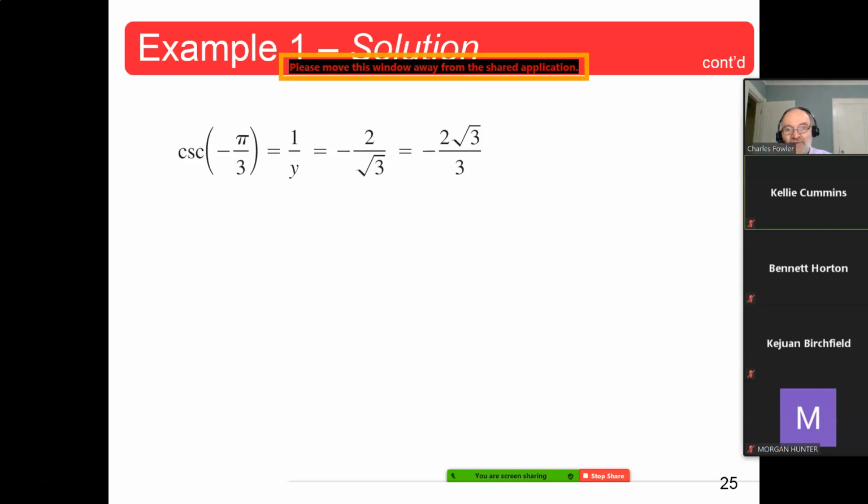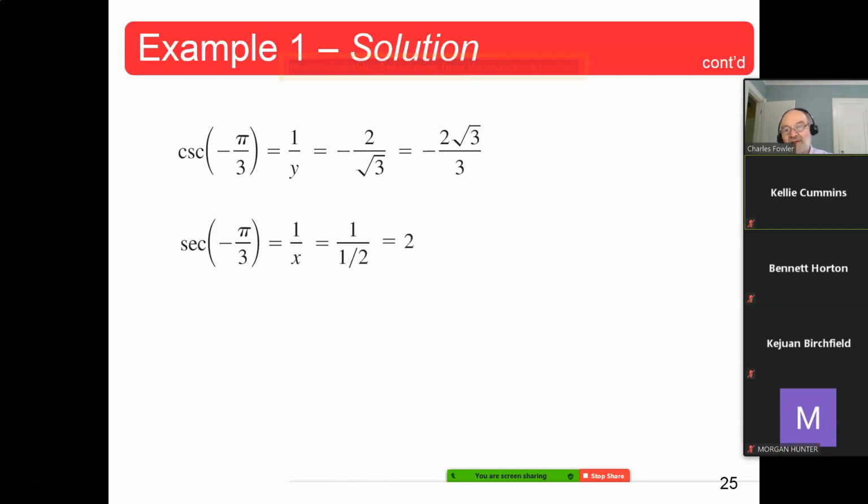Okay, so there's cosecant. And secant is 1 over x. And remember, x was 1/2. So this will be 2. 1 over 1/2, which is simply 2.